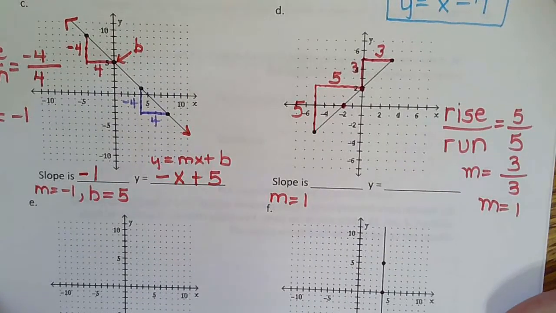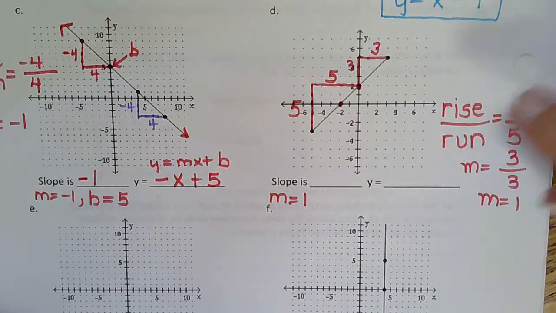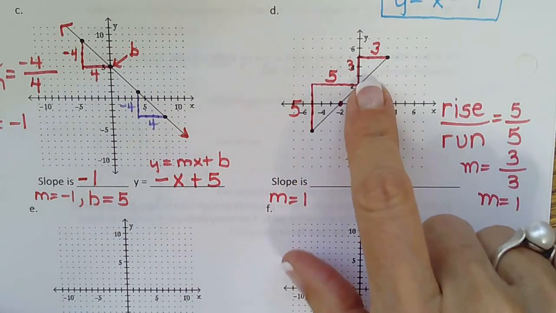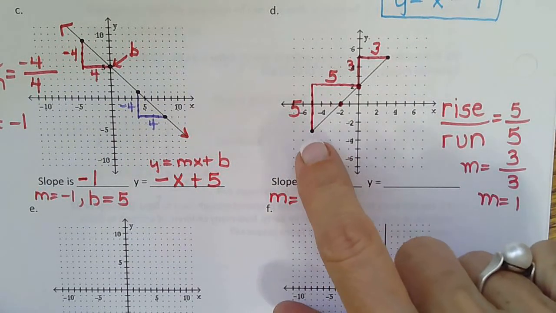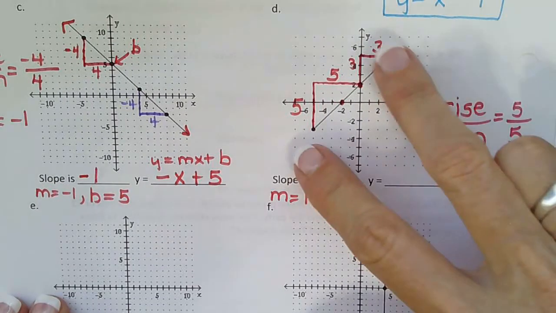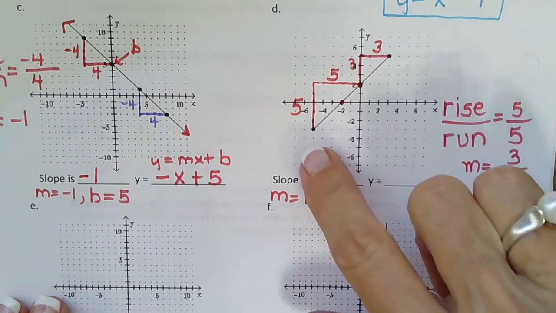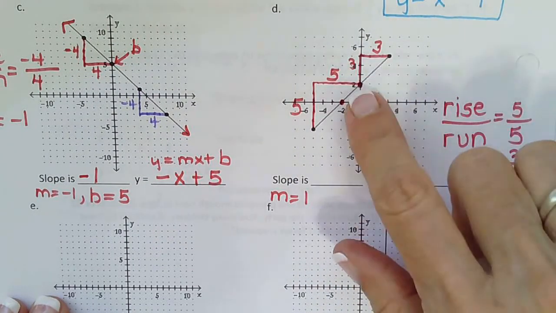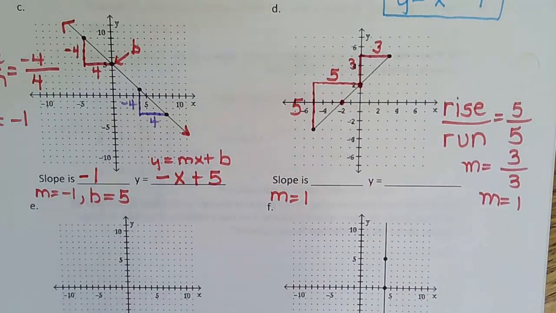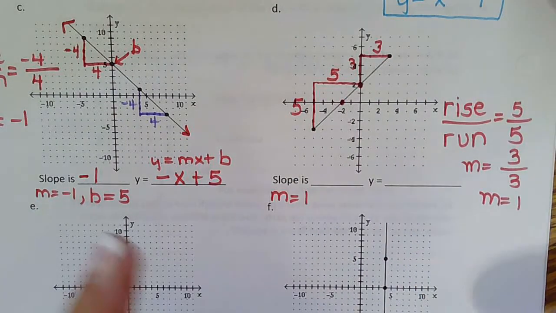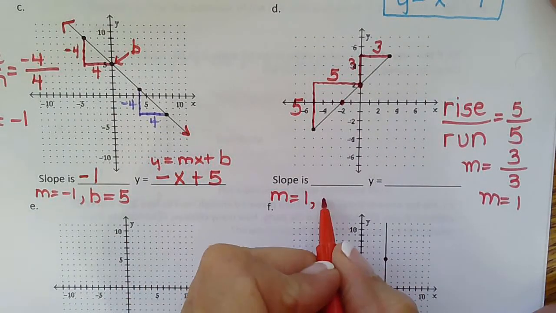Whoops, I didn't mean to have that off the screen, sorry. So if we use the big triangle, 5 over 5, if we used these 2 points, it would have been 8 over 8 or 3 over 3. So no matter what, we would have gotten 1 out of that. So it doesn't matter which point you pick.